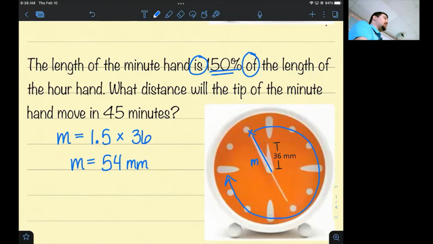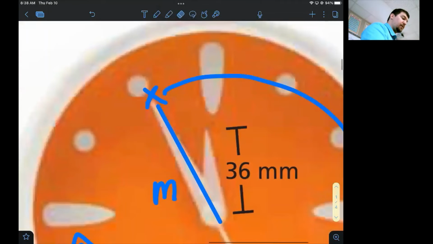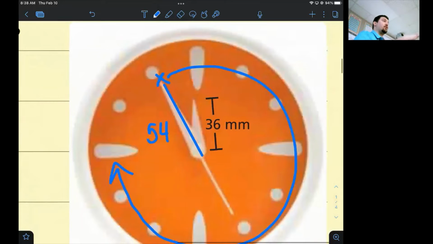Is the minute hand the radius or the diameter of our circle? It only goes halfway through, right? Now I want the diameter. So if the minute hand represents the radius and it's 54, I'm going to replace this M with a 54 now. And I want the diameter that goes all the way through. I'm going to need to double this.